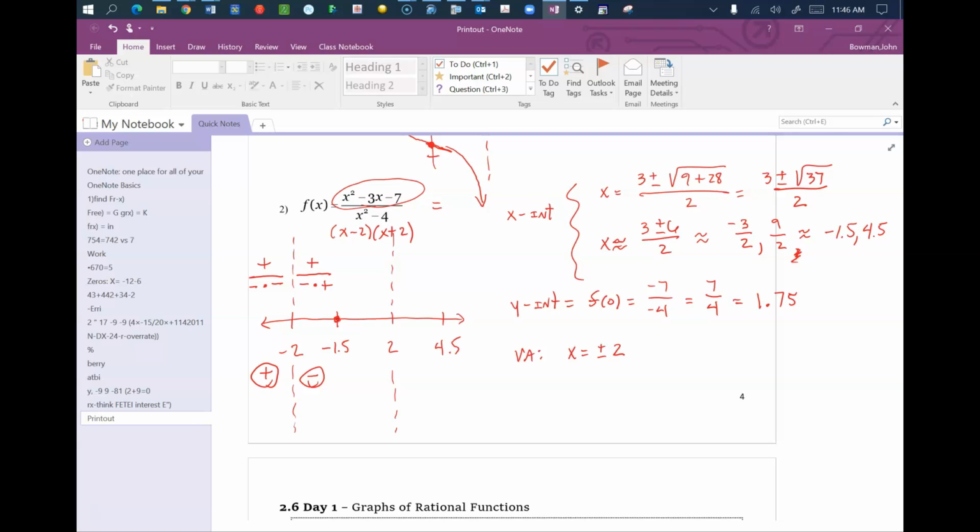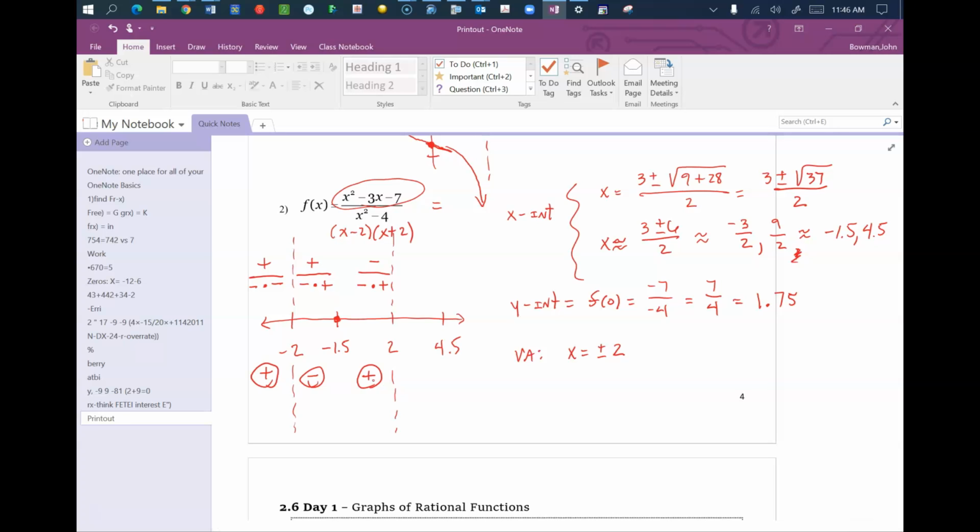So a number slightly less than positive 2, like 1.9. 1.9 squared in the numerator is going to be roughly 4. Minus 3 times 1.9 is going to be roughly minus 6. Minus 7. The result is going to be negative in the numerator. 1.9 minus 2 is going to be negative. 1.9 plus 2 is going to be positive. So we have a negative over a negative, and it is positive. That confirms what we suspected.